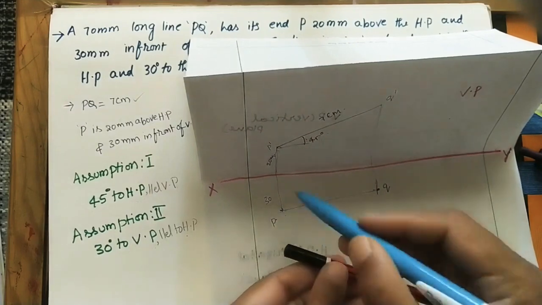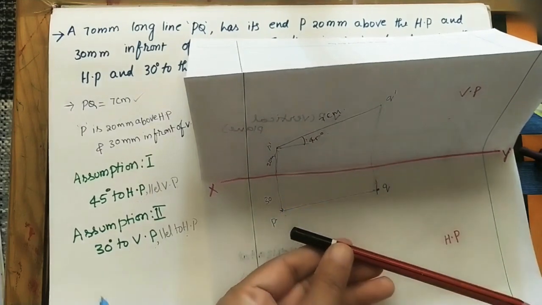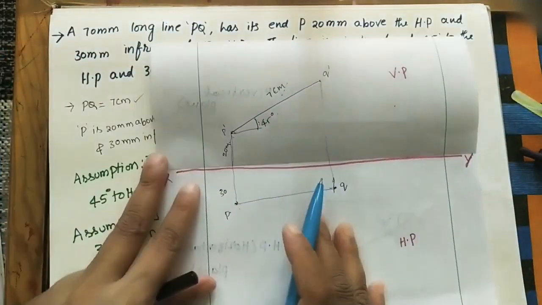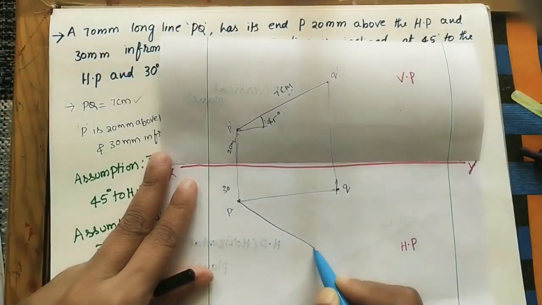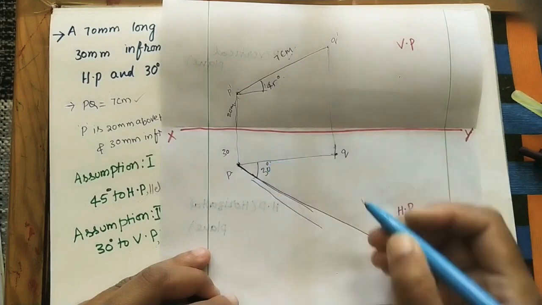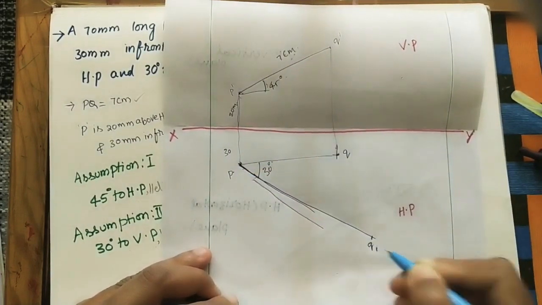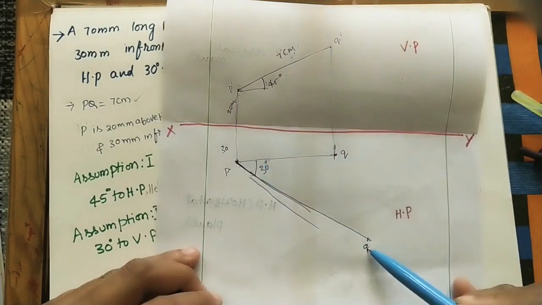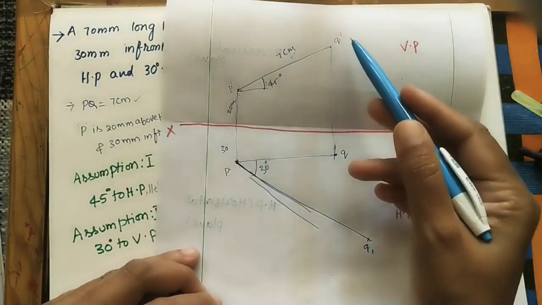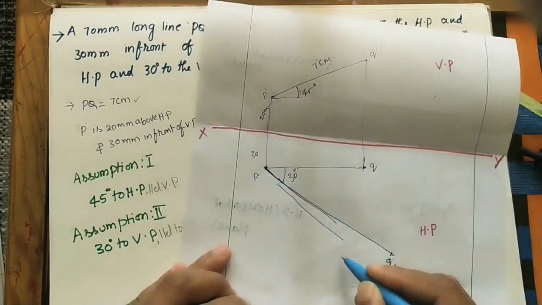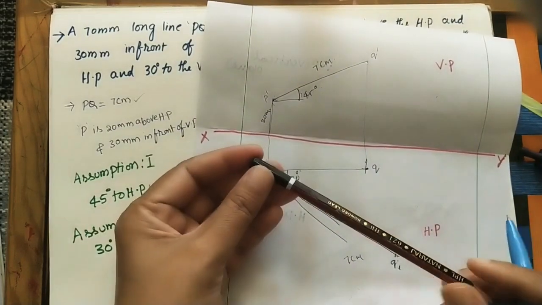At p it is making an angle. How much angle with VP? 30 degrees with the true length. So here do the 30 degrees line. Mark the true length. What is the true length? 7 centimeter. I am giving Q1. Instead of Q, since Q dash is already given here, mark Q1 here. In this assumption this is 7 centimeter. This is the line like this.